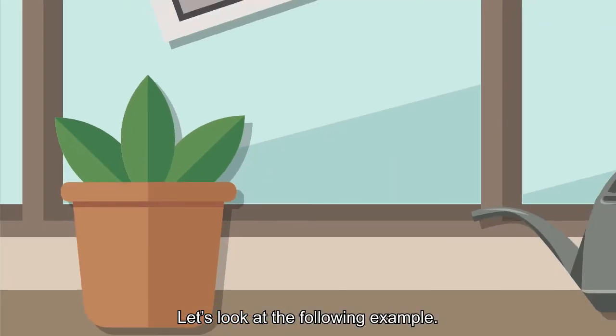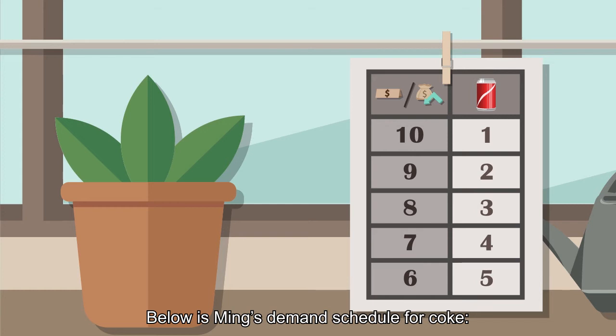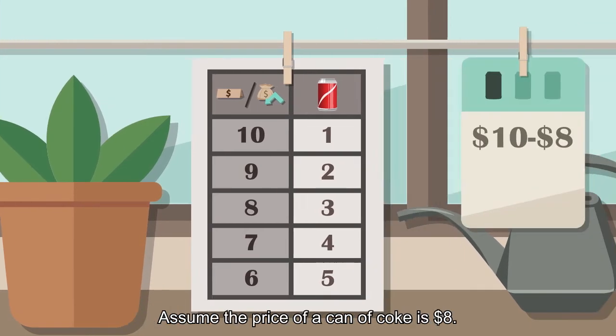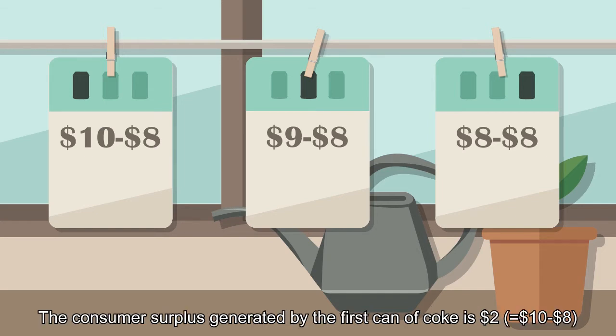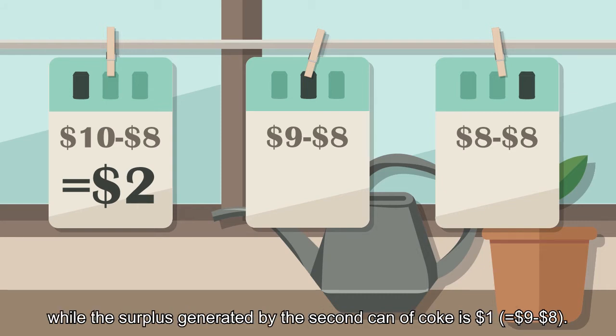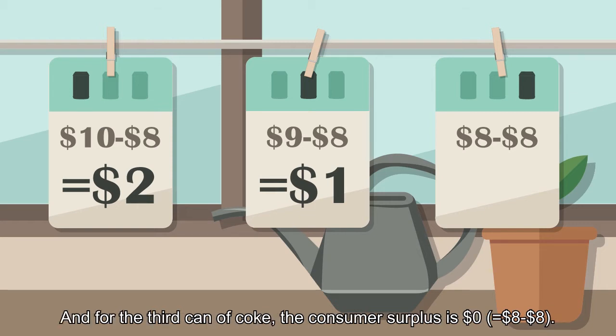Let's look at the following example. Below is Ming's demand schedule for Coke. Assume the price of a can of Coke is $8. The consumer surplus generated by the first can of Coke is $2, $10 minus $8, while the surplus generated by the second can of Coke is $1, $9 minus $8. And for the third can of Coke, the consumer surplus is $0, $8 minus $8.